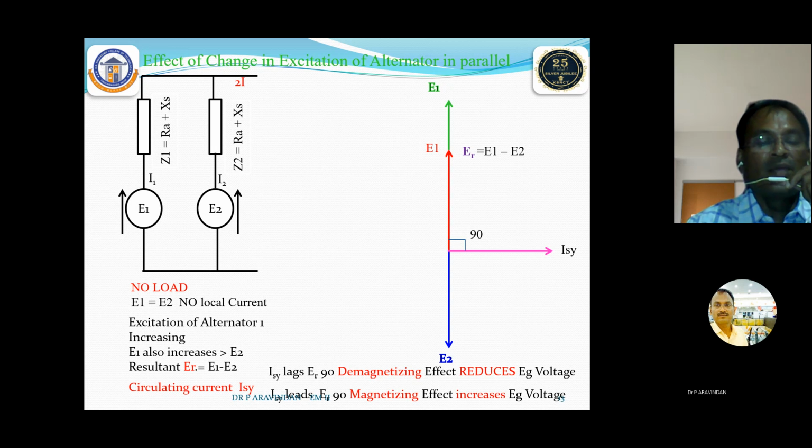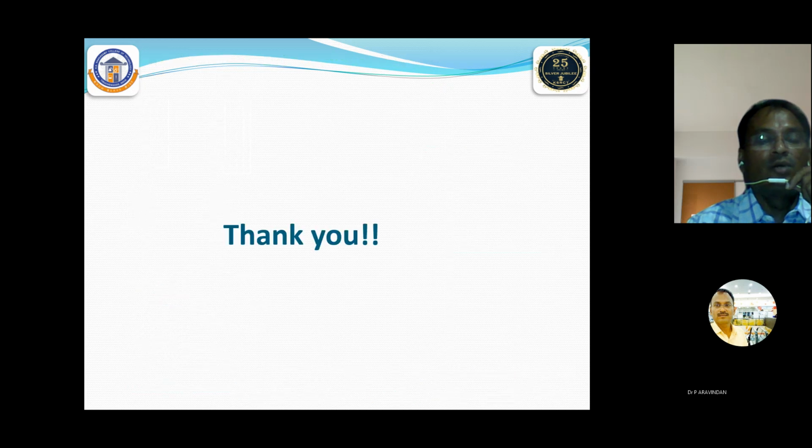Already we have discussed this. Now ISY lags ER by 90 degrees in this mode, so a demagnetizing effect will be there. It reduces the EMF of the incoming generator. If ISY leads ER by 90 degrees, it will create a magnetizing effect on the incoming generator and increase the EMF of the incoming generator.